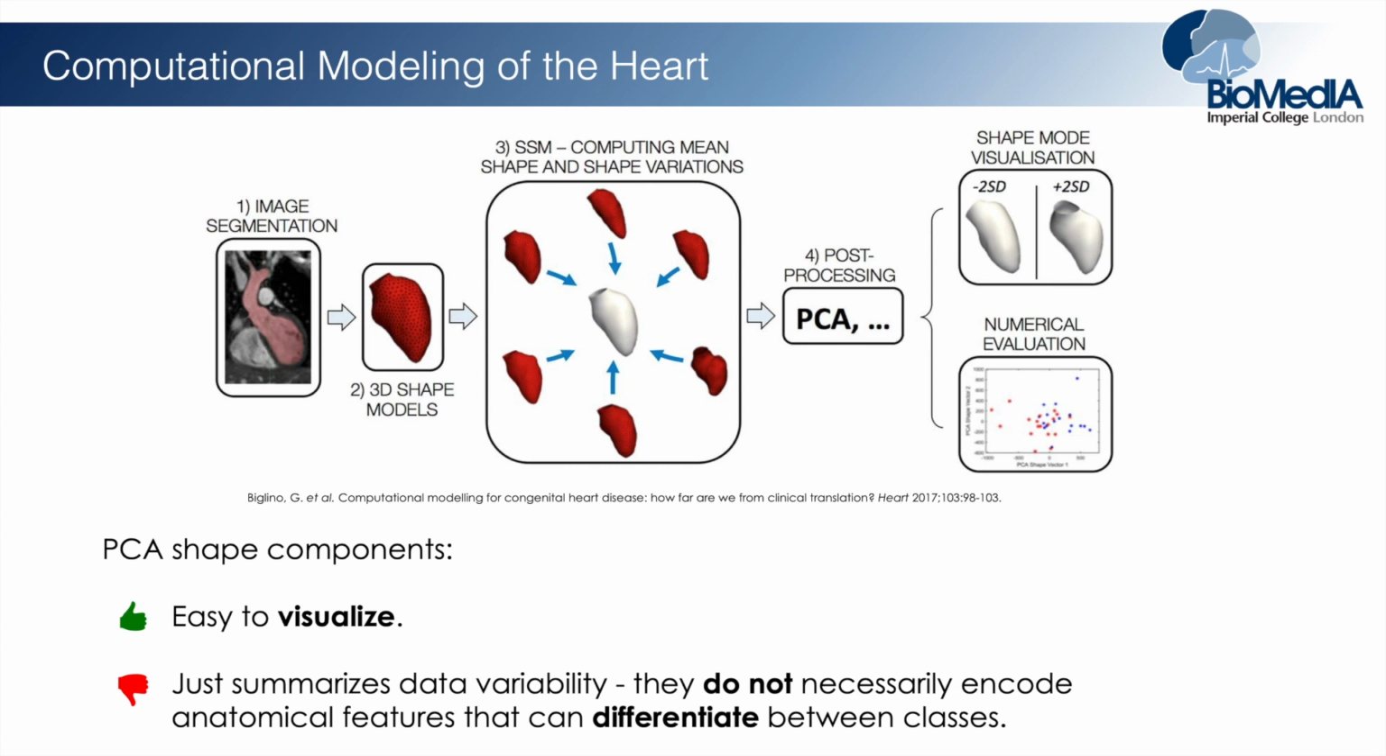And then usually what this class of approaches does is that we try to compute a mean shape representation for the population of interest, plus we try to learn through principal component analysis or other dimensionality reduction techniques the main modes of variation of these shapes inside the population.